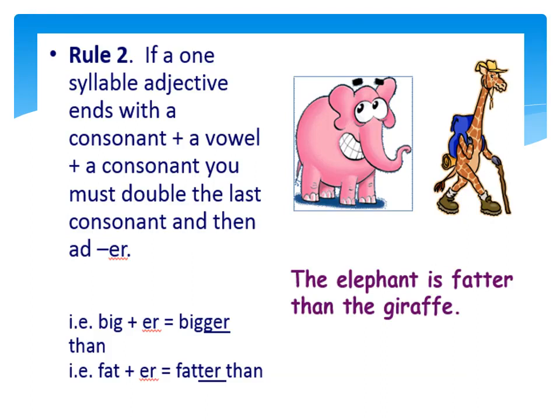In rule number two, we have words that are short. They have only one syllable, but they finish in consonant, vowel, and consonant. So in this case, we have to add ER, but we have to double the last consonant. So in this case, it's bigger. Another example is the adjective fat. So again, we have consonant, vowel, and consonant. We have to double the last consonant and then we add ER. So we say that the elephant is bigger than the giraffe.